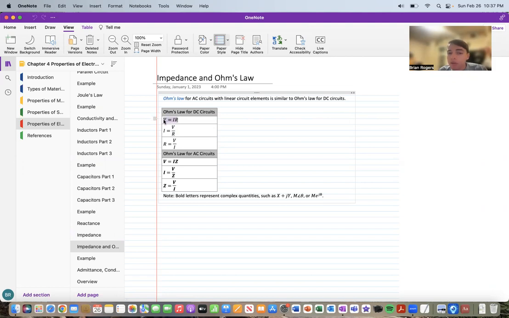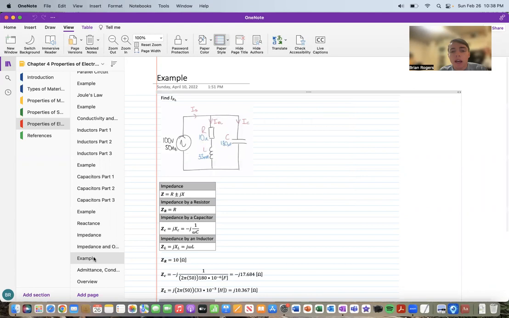And so you can rewrite this in terms of current if you just divide by resistance on both sides, or you can rewrite it in terms of resistance if you divide by current on both sides. For AC circuits, it's the same thing, but instead of saying resistance, we're now working with capacitors and inductors, so we put impedance. But because impedance can be a complex quantity, we use the bold notation. And so notice that voltage, current, and impedance in these equations are all bolded because they'll have a real and imaginary component.